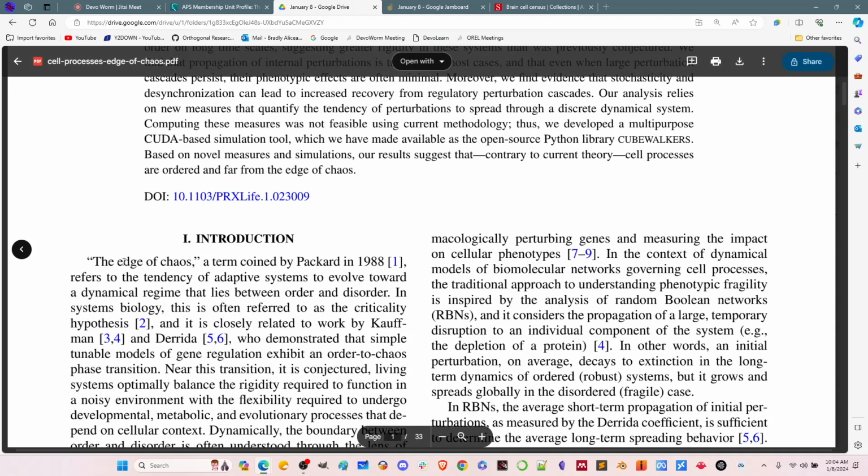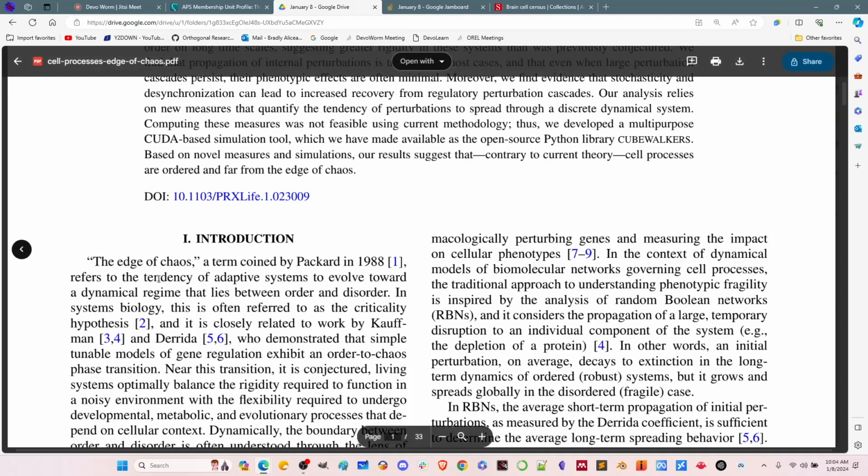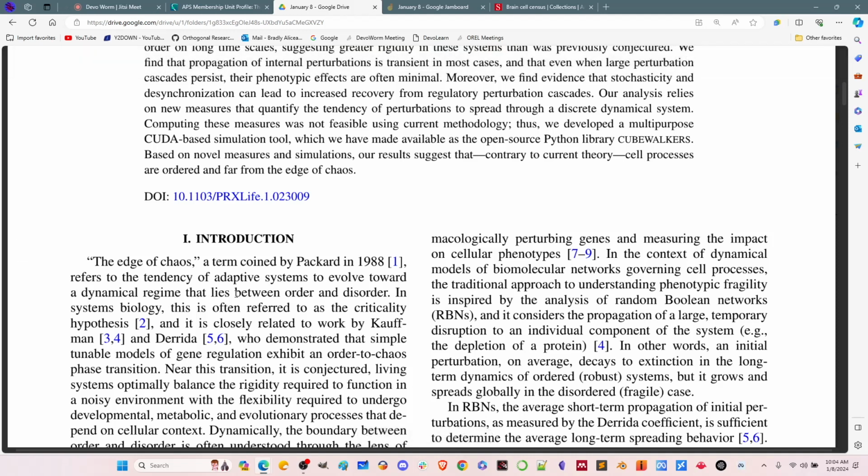And so they talk about the edge of chaos here. This is a term coined by Norm Packard in 1988. So this goes way back into the early days of artificial life research. And in complexity research, this idea has been around a lot. This refers to the tendency of adaptive systems to evolve towards a dynamical regime that lies between order and disorder. So this is a tendency of a lot of very complex systems that are very adaptive.